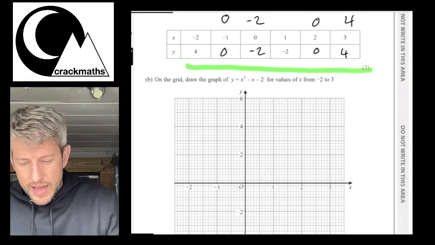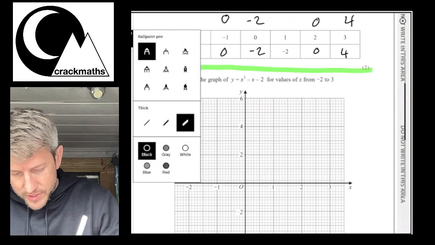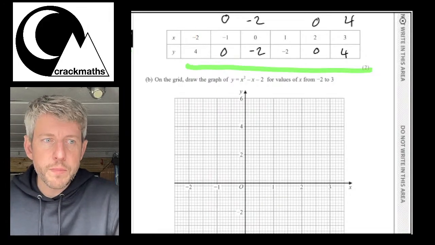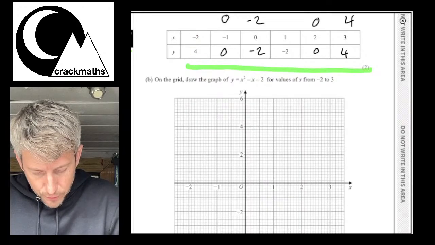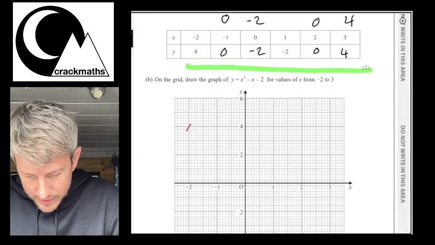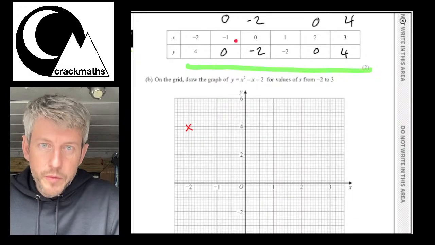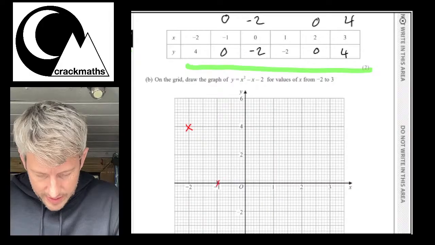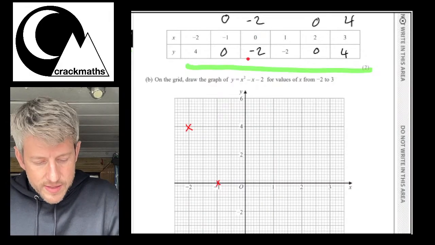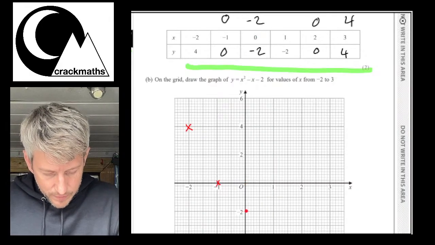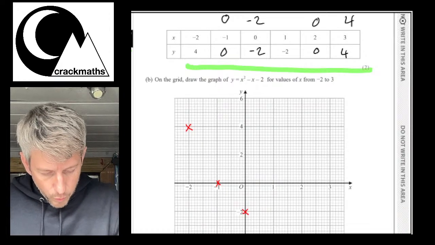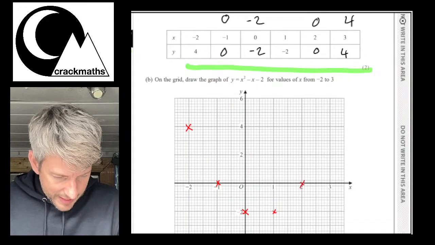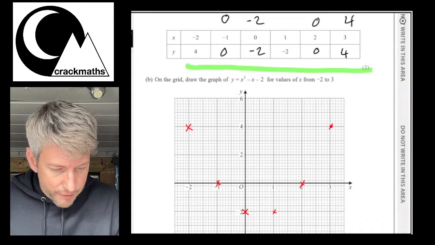So let's go and plot these. Let me change my pen to red so it stands out a bit more. The first one we've got to plot is x is -2, y is 4. So go to x is -2, y is 4 over here. The next one is x is -1 and y is 0. So that's here. The next one, x is 0, that's on this axis, y is -2. Then we've got 1, -2, 2, 0, and 3, 4.